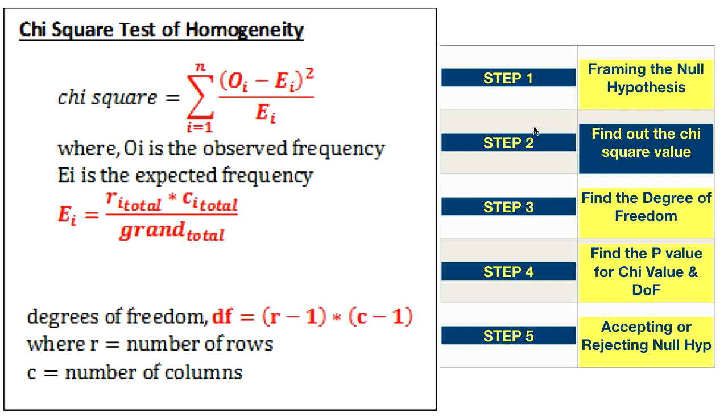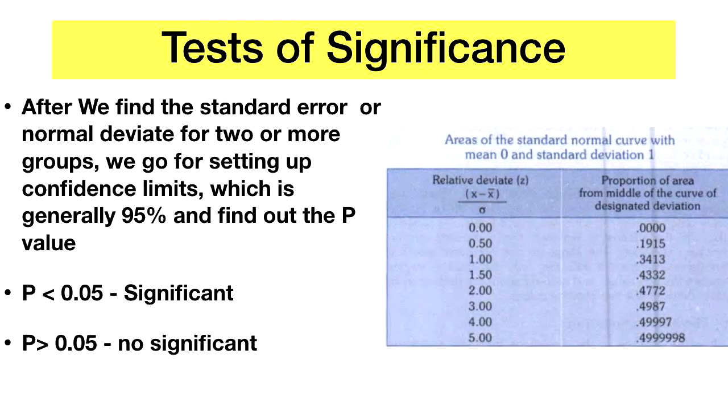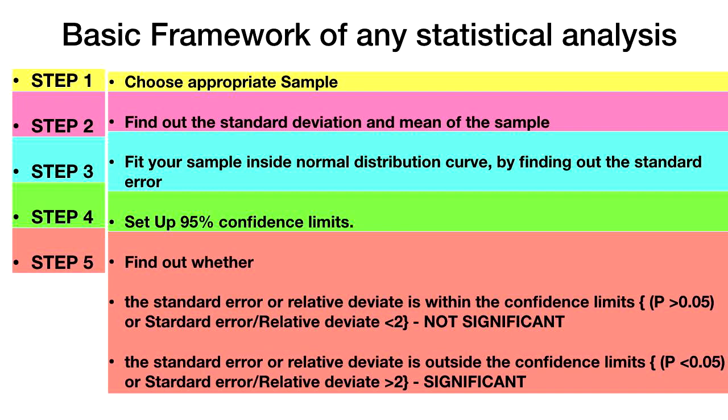Step 1, framing the null hypothesis. Step 2, find out the chi-square value. Step 3, find the degree of freedom. Step 4, find the p-value for chi-square value and degree of freedom. And step 5, accepting or rejecting the hypothesis based on whether the p is less than 0.05 or more than 0.05. These are the same 5 steps for anything and everything you do in statistical analysis.